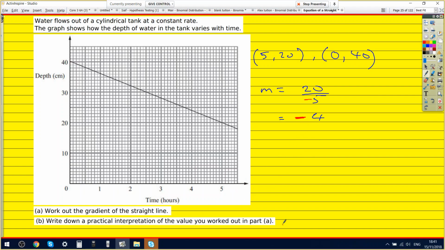A practical interpretation. What does that mean? Any ideas about that? Write down a practical interpretation of the value you worked out in part A. I don't know what a practical interpretation is. So it's basically in terms of the context of the question. So this is water flowing out of a cylindrical tank at a constant rate.